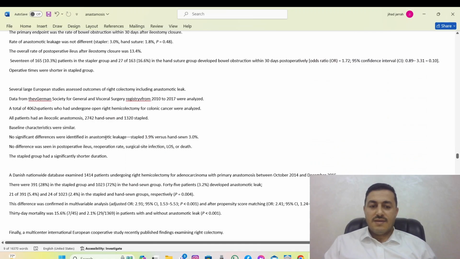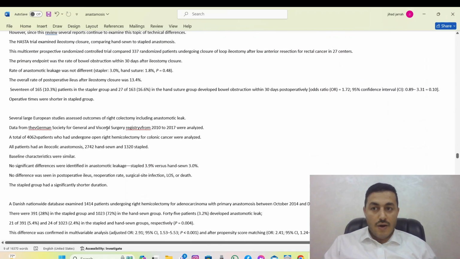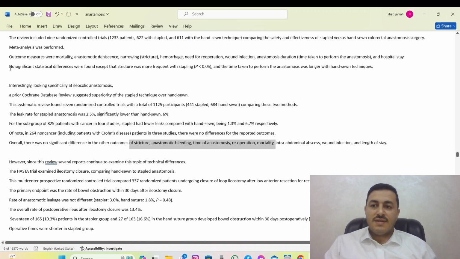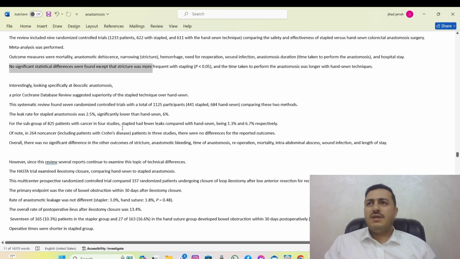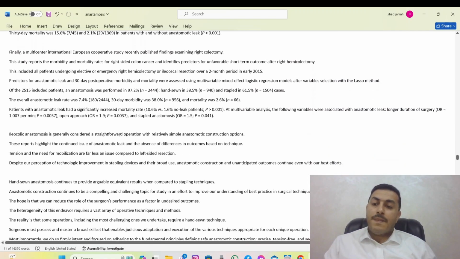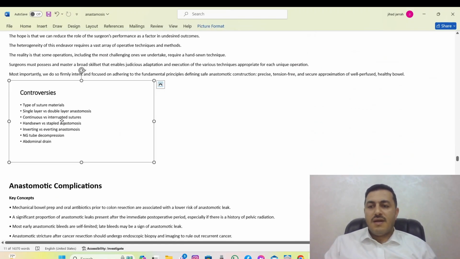That's all. As I said, no statistical differences between the two, except which is logical that the hand sewn is longer. This is the end. You can see here the controversies: type of sutures, single suture versus double suture, continuous versus interrupted, hand sewn versus stapled, inverting versus everting. I can say that inverting is better than everting.